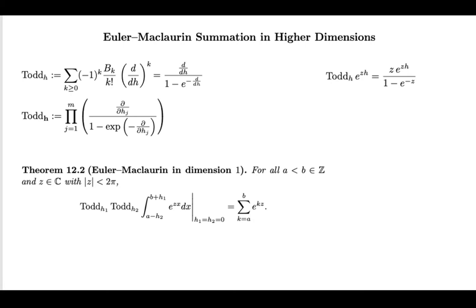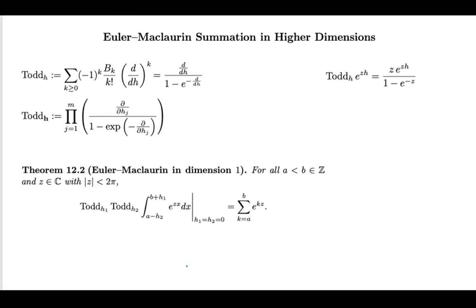So as you will see now, this is a one-dimensional version of something that we will prove in higher dimensions. Namely, if we integrate the exponential function over an interval from a to b and perturb this by some variables h1 and h2, then the Todd operator in those variables h1 and h2 will transform this integral into an exponential sum that you see here on the right, and we think of this as an exponential version of an integer point transform.